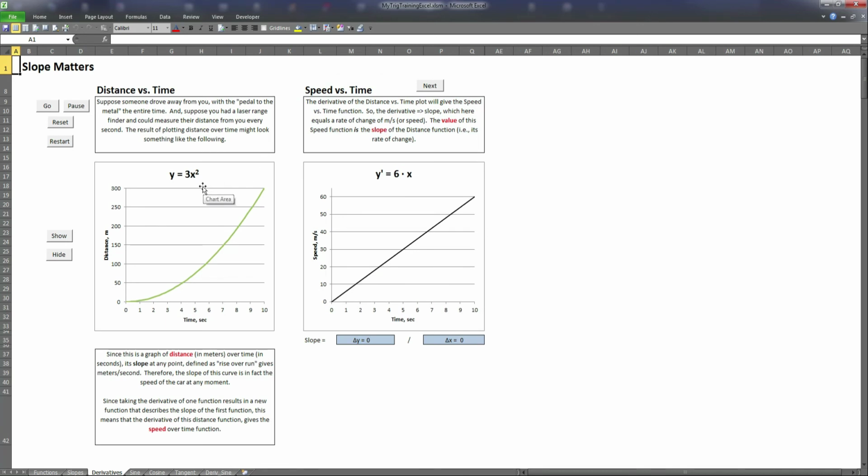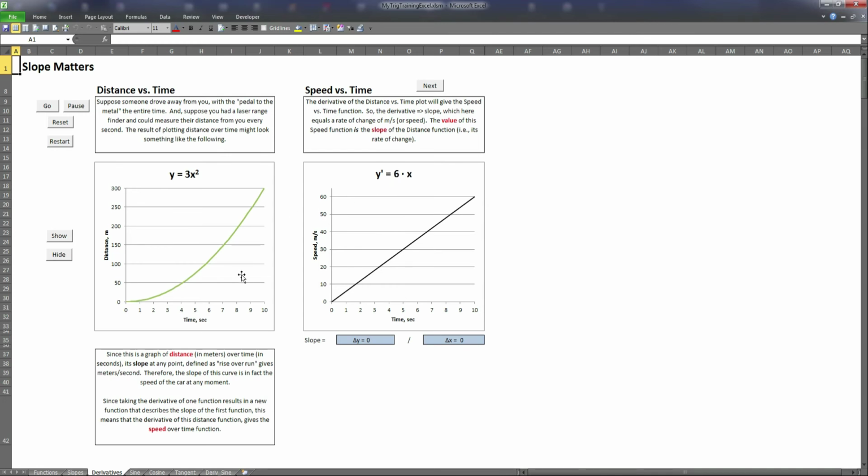Now you may or may not have already heard the formula for taking the derivative of a function like this. If you haven't, what you do is you take the exponent here, the 2, multiply it by the 3 and get 6, and then you reduce the exponent by 1, which brings it down to a 1. So you wind up with y prime, which is one way we write the derivative. This derivative function then becomes 6x.